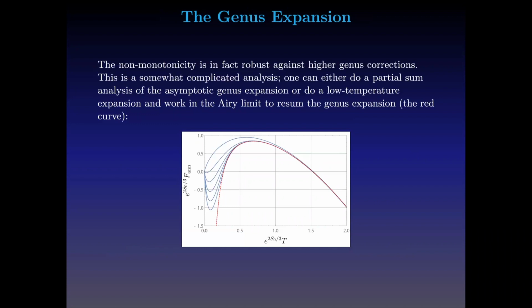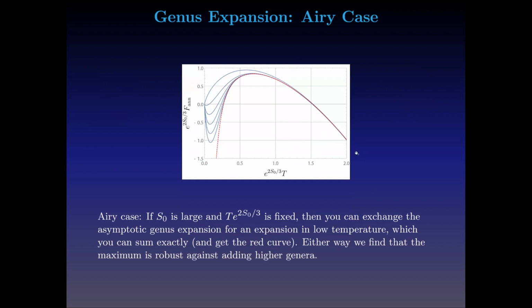So a few more words about the partial sums and this red curve here. The non-monotonicity that we're seeing over here certainly is within the regime of low temperature. These partial sums look pretty ill-behaved over here, but they're not ill-behaved over here. And so there is this intermediate temperature regime where we can expect that these partial sums are approximating correctly the behavior of this asymptotic series, bounding it in the correct way. Now, another possibility is to actually work in the Airy limit. That's this next slide here, which gives us this red curve. In the Airy case, if S_0 is large and T e^{2S_0/3} is fixed, then you can exchange the asymptotic genus expansion for an expansion in low temperature, and this you can sum exactly and get this red curve.